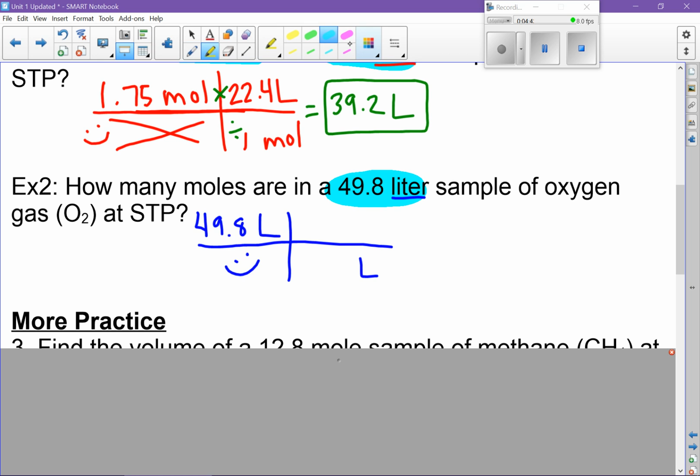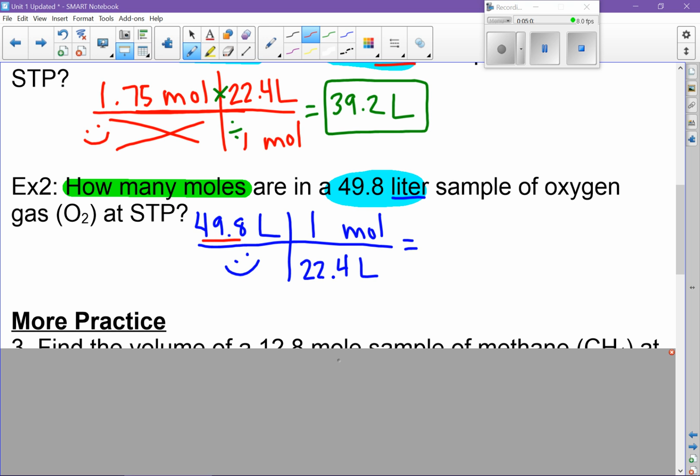The question wants me to find how many moles. The thing that you're looking for goes on top, and I'm looking for moles. Then you can just match your numbers. Mole always gets a 1 with it, and liters needs a 22.4. That's the molar volume. Now you're ready for your calculator.